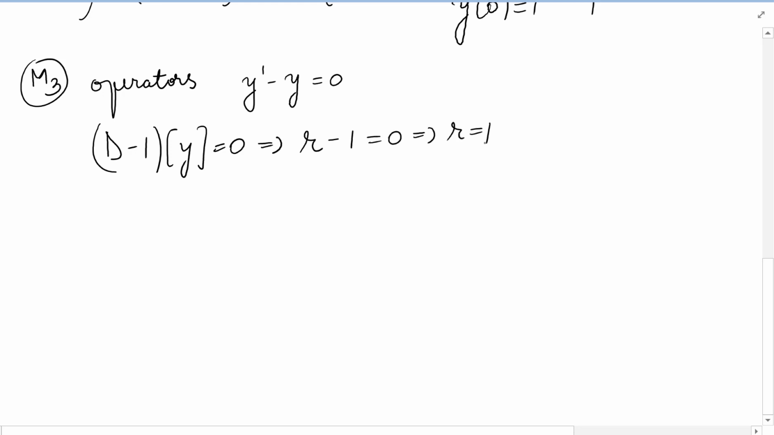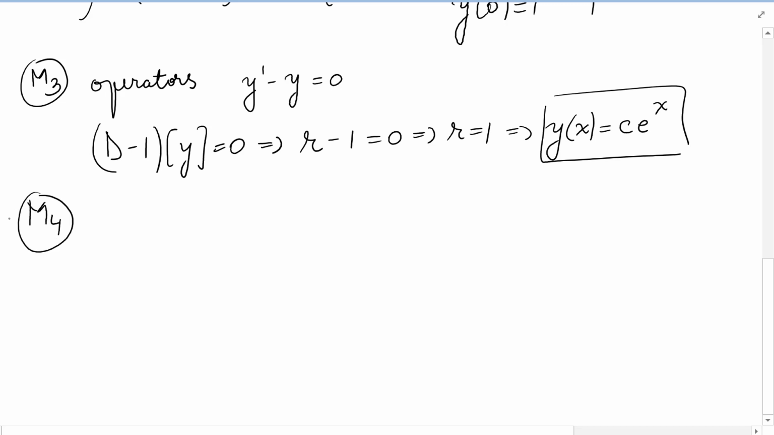It's a simple solution, so that means y of x equals c e to the x. So the same thing as before with the initial condition. So we got the same answer. Another method, Laplace transform.